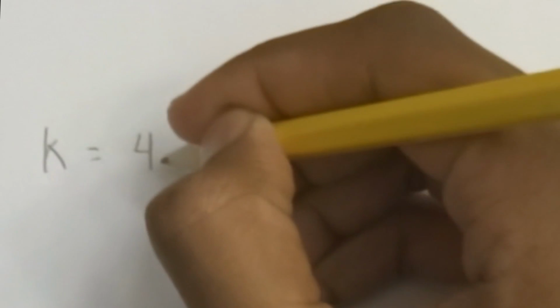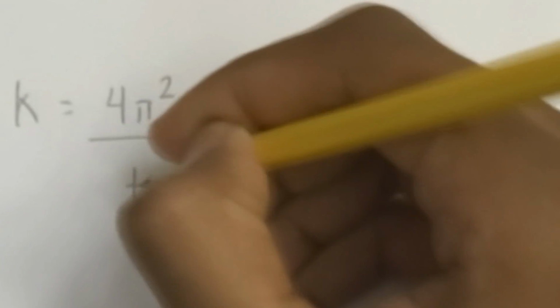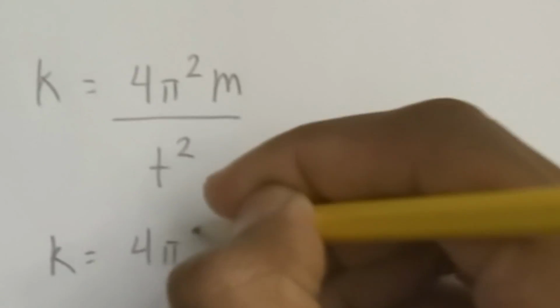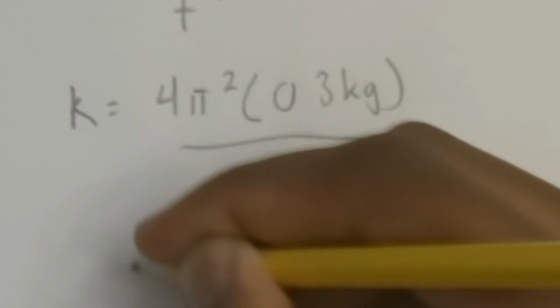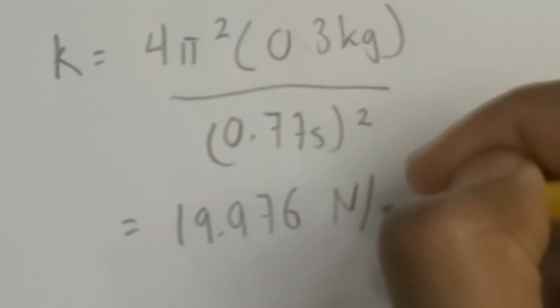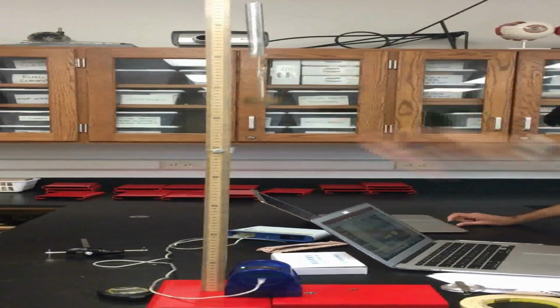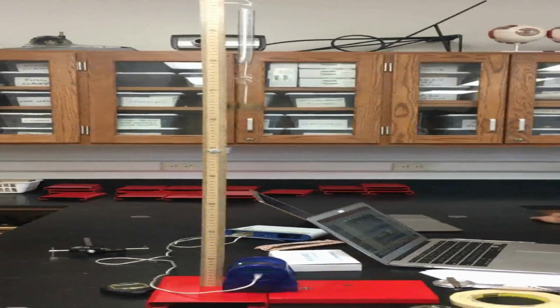The equation for the spring constant is 4 times pi squared times mass over the period squared. For the 300 gram mass, the period was 0.77 seconds, and the calculated spring constant was 19.976 newtons per meter. Here is the design system for Hooke's law, which was repeated for 3 different sets of masses.